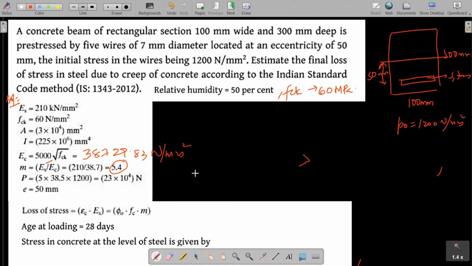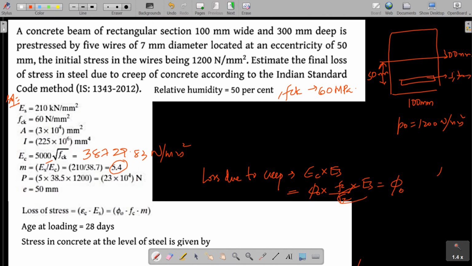Now the loss due to pre-stress, as we have discussed, the loss due to creep is found by the creep coefficient method. I can write it as epsilon loss due to creep as epsilon C into ES, where epsilon C is the creep coefficient into strain due to creep. That is, I could write it as the stress at the level of steel divided by EC, into ES. This we have discussed, that is phi naught into ES by EC. I could write it as the modular ratio m into FC.